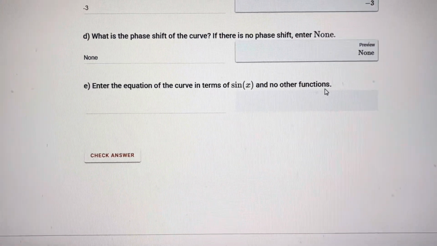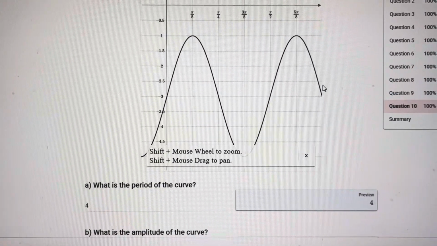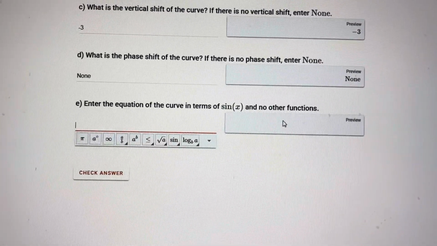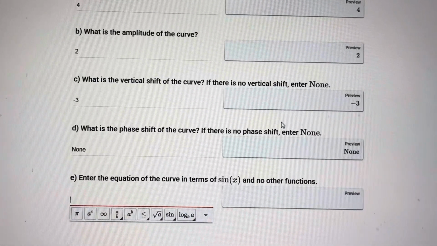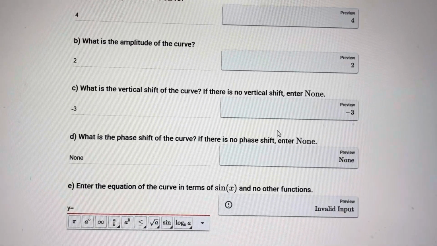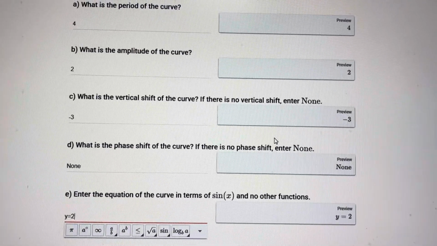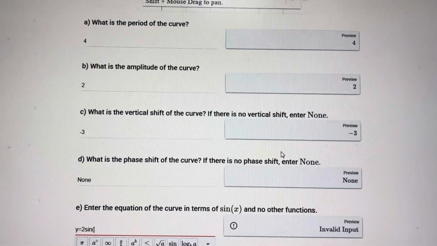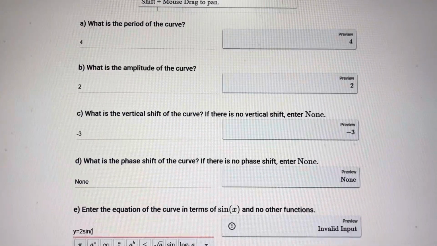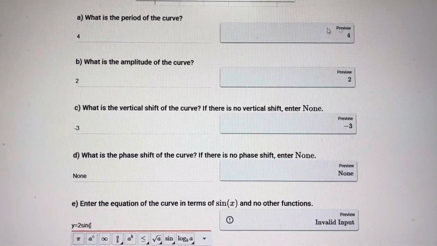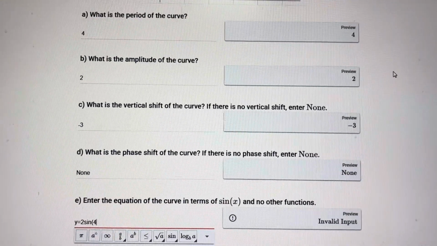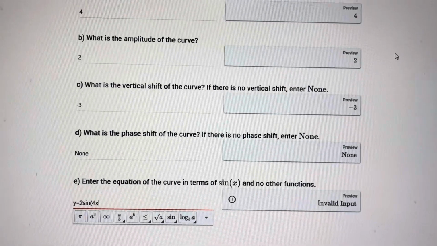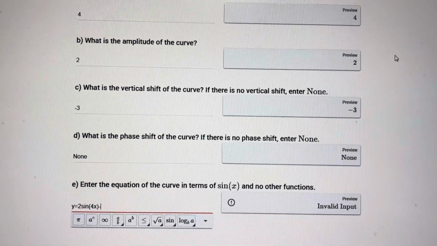Hopefully I have been pointing the camera at the right spot. Yeah, I have, essentially. And then for the equation here, this should be pretty simple. So we do y equals 2, because of the amplitude, sine. And now, what differs from the last equation is that we have this 4 here in the period. So now we're going to do 4x. And then that's it for that. And then we do minus 3.